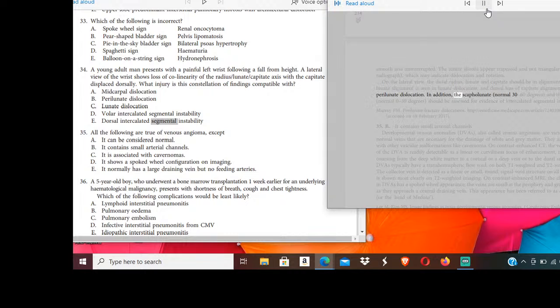In addition, the scapholunate angle, normal 30-60 degrees, and the capitolunate angle, normal 0-30 degrees, should be assessed for evidence of intercalated segmental instability. Murray PM, paralunate fracture dislocations.